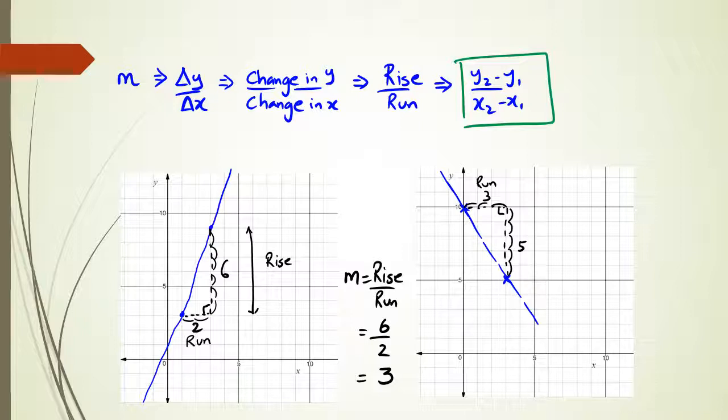But the rise is actually going down. Because it's going down, we have to put it as a negative. If it's going up, you put it as positive; if you're going down, you put it as negative. So the gradient is rise over run. The rise is negative 5 and the run is 3, so the gradient for this blue line is negative 5 over 3.